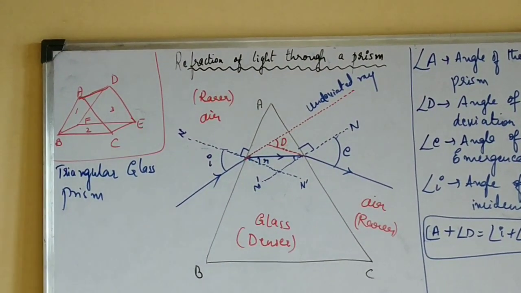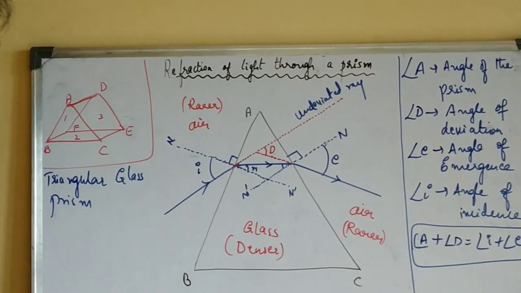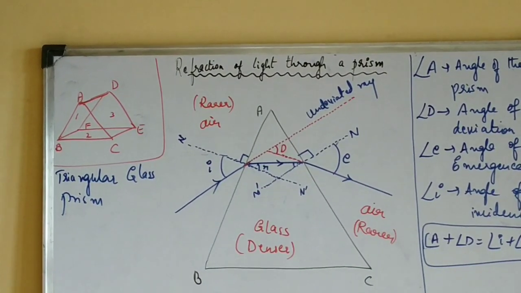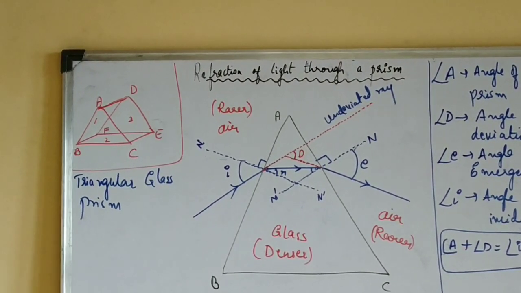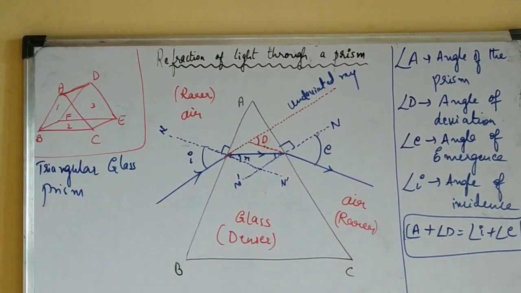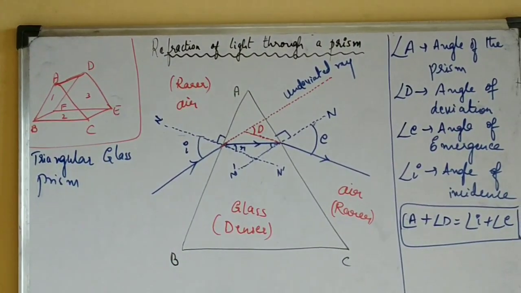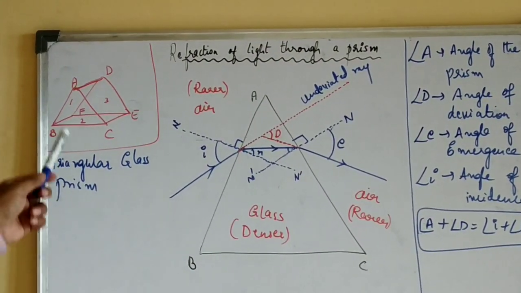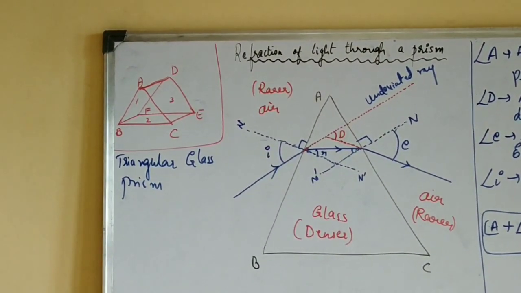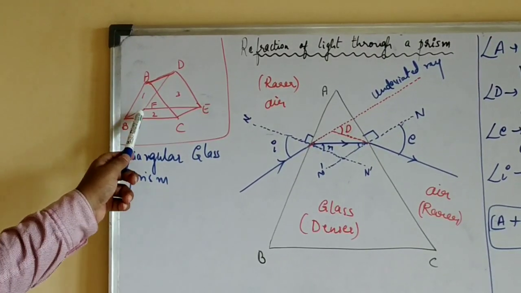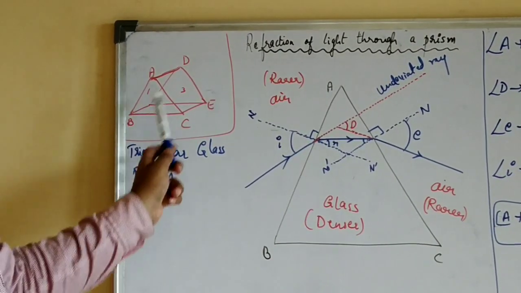The same way here also, in place of a rectangular glass slab, we have a prism. Of course, the properties of a prism are quite different from the properties of the rectangular glass slab. However, even this prism supports refraction. Now, what is this prism? You can see here a triangular glass prism, which is made up of two triangular bases.